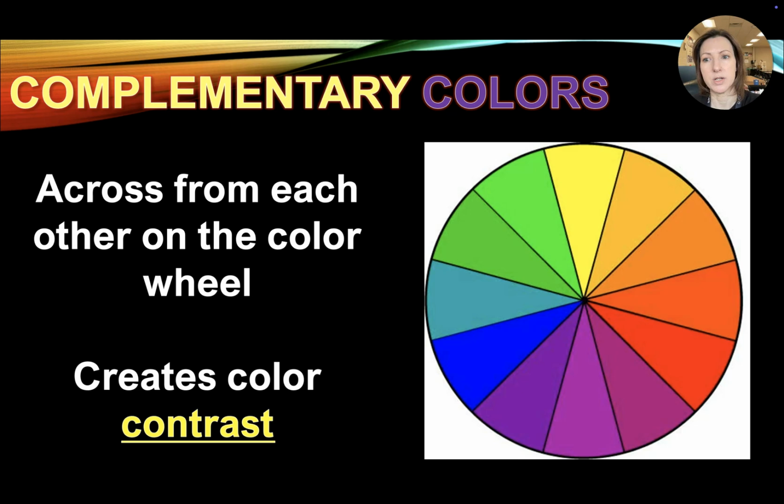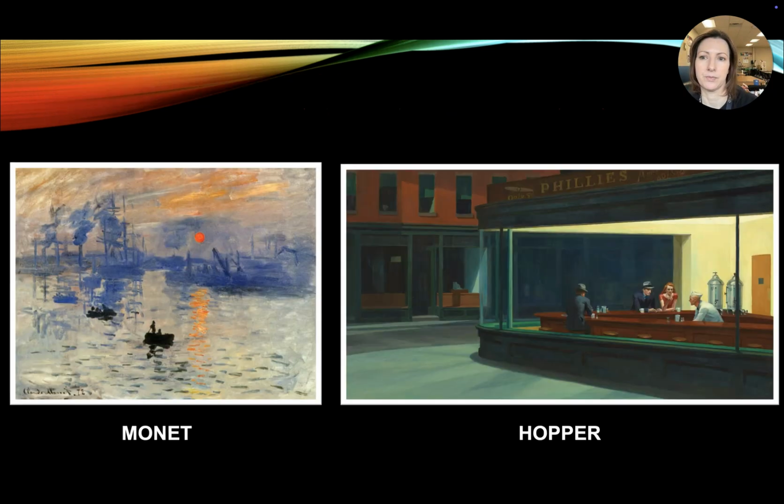So complementary colors are across from each other on the color wheel, and they create a lot of contrast. So if you're looking to create something that really stands out, you want to use complementary colors. So violet and yellow is a complementary pair. Red and green is a complementary pair, and blue and orange are complementary pairs. And you can do any colors that are across from each other on the color wheel.